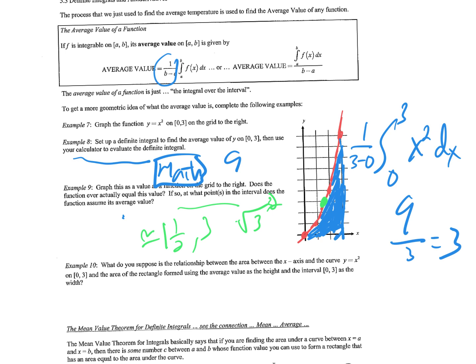Let's see. What do you suppose the relationship is between the area under the curve and the formula's width? It's a rectangle, right? So the average value would be this rectangle right here. This is how we find the average value, folks. That's useful when you want to know what value for the function.